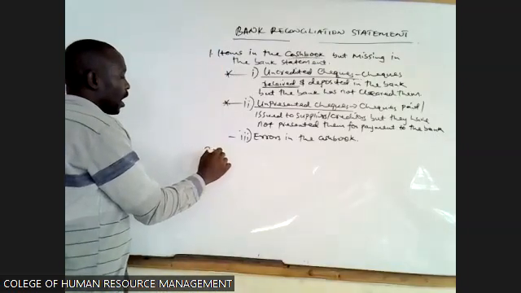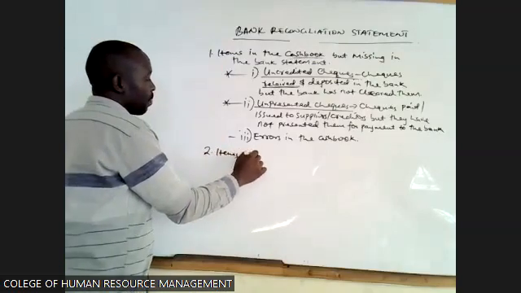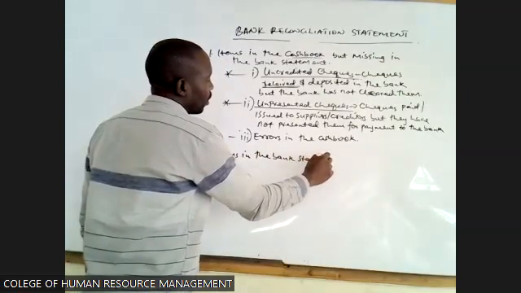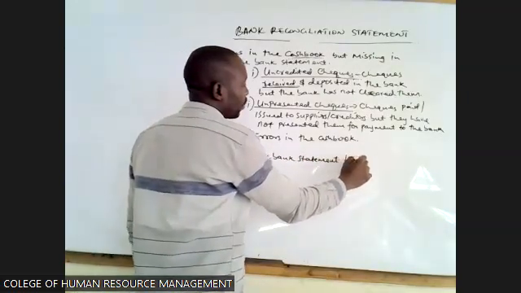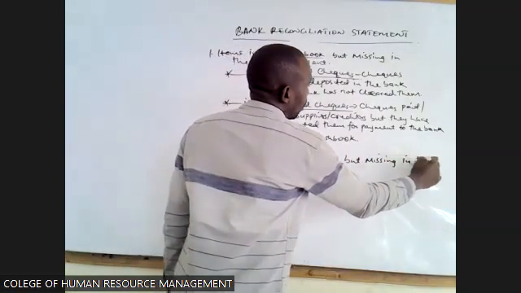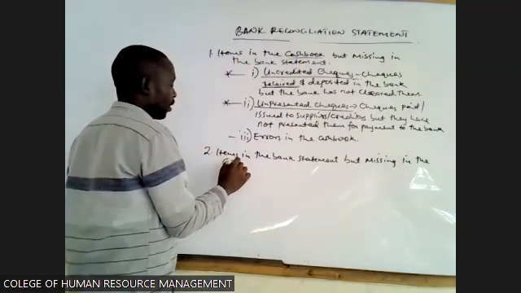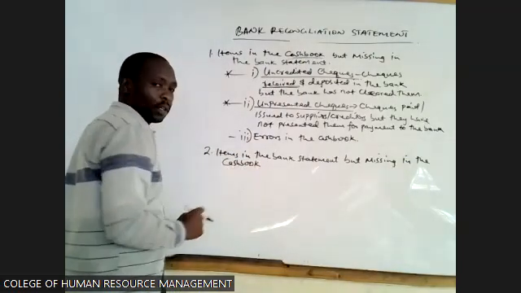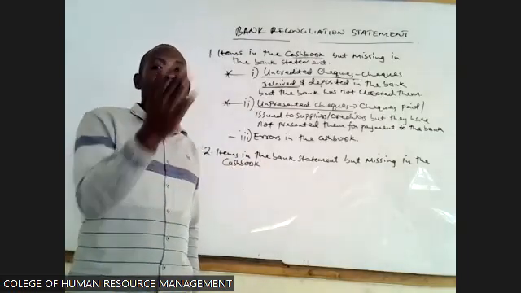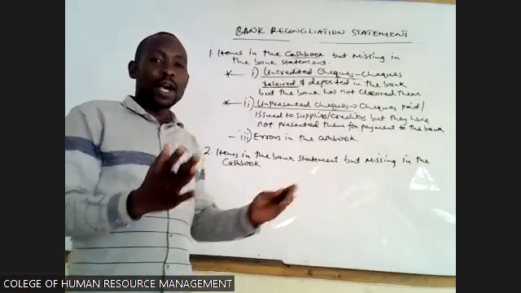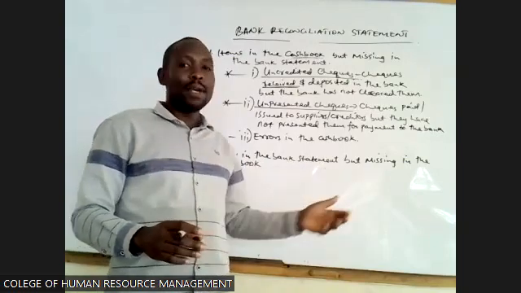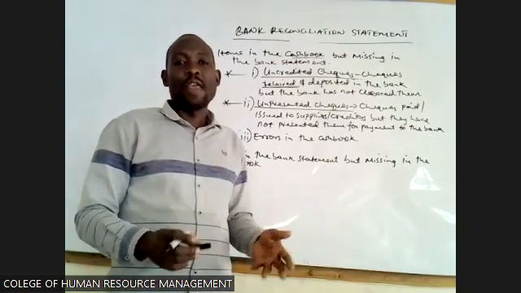Number two, items in the bank statement but missing in the cash book. It is now the opposite. When you compare your cash book and your bank statement, you might also find that some items are in the bank statement, but in the cash book, they are not there.